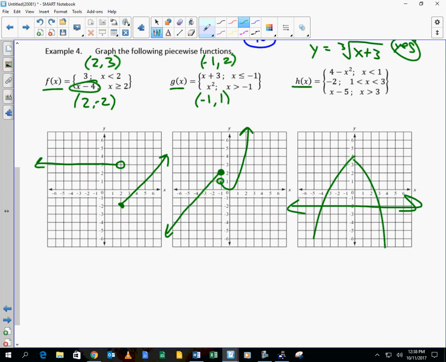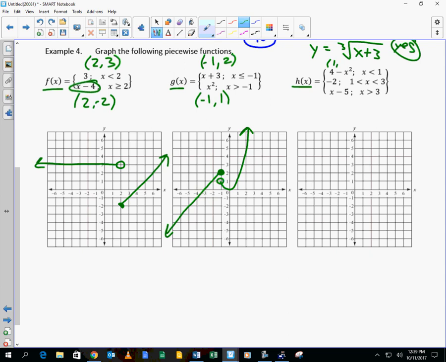All right. X minus 5, another line, right? Slope of 1. There we have it. So those are the 3 graphs that I have to keep in mind as I sketch this piecewise function. Okay?